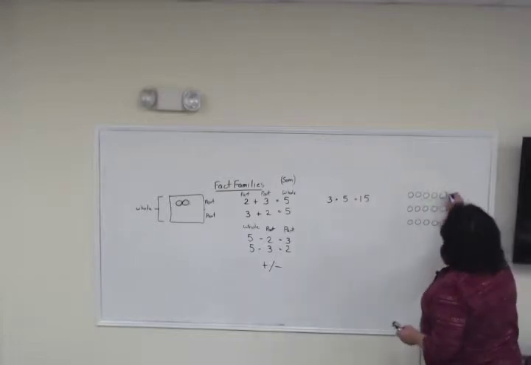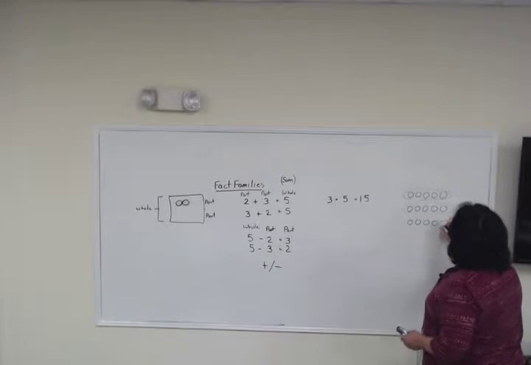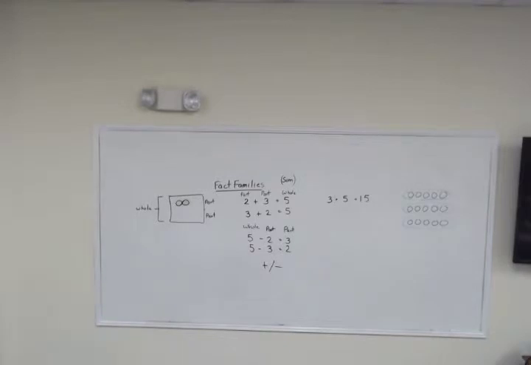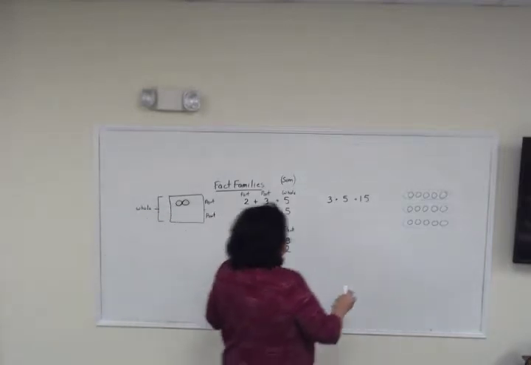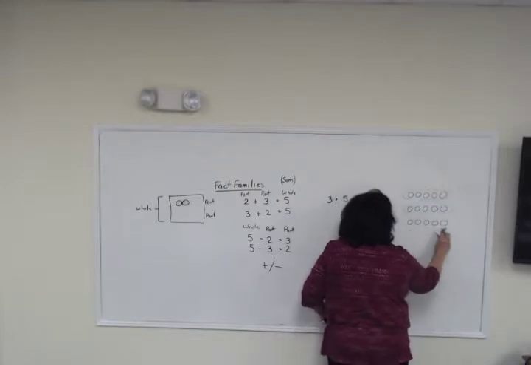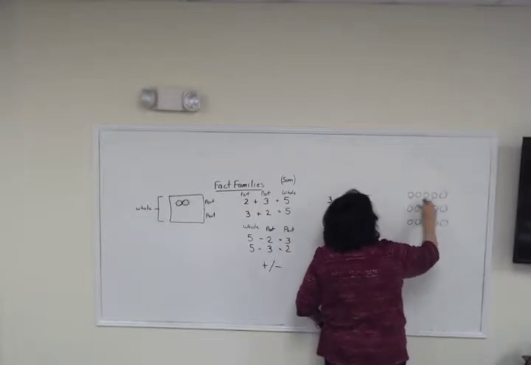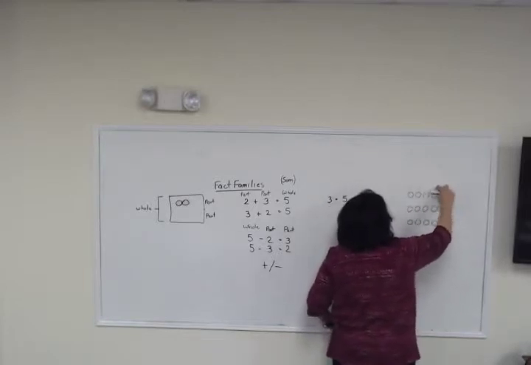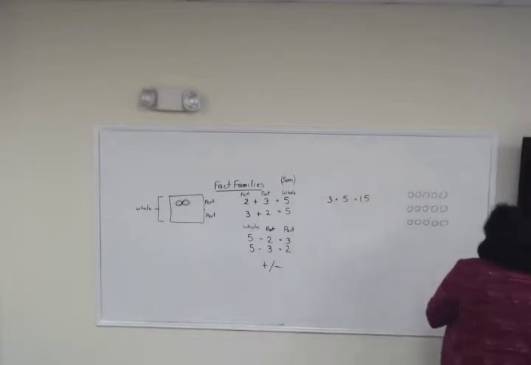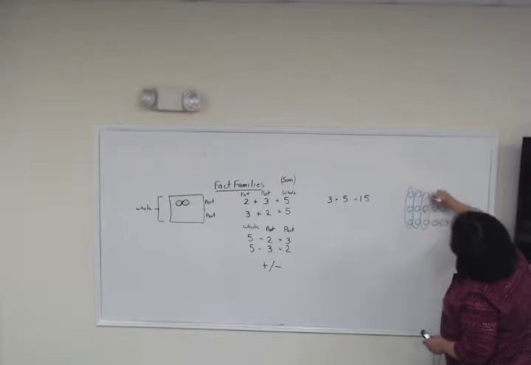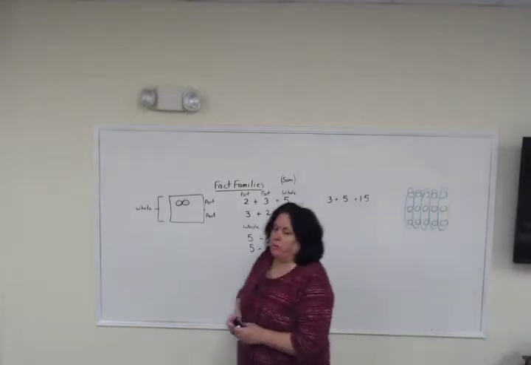But now, let me get another color here. Here I have 3 sets of 5, right? Instead of that, I'm going to erase the blue part now. Okay. Let's make groups like this. We still have the same 15 marbles, but you can see now I'll put them in groups of 3.